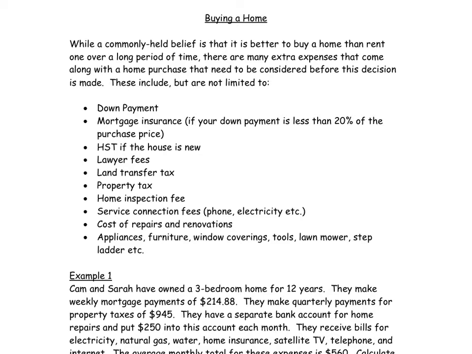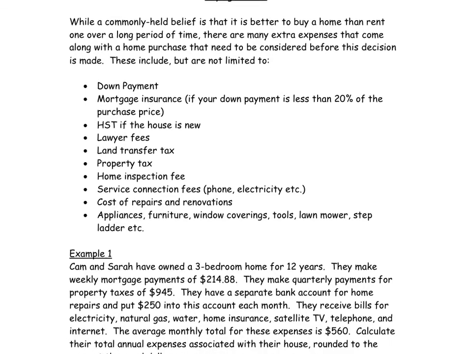And in addition, if you're purchasing a home for the first time, you would also need to buy things like appliances, furniture, window coverings, tools, a lawnmower, step ladders, etc. All of those things you need if you own your own home. So we're going to go through a couple of examples here.